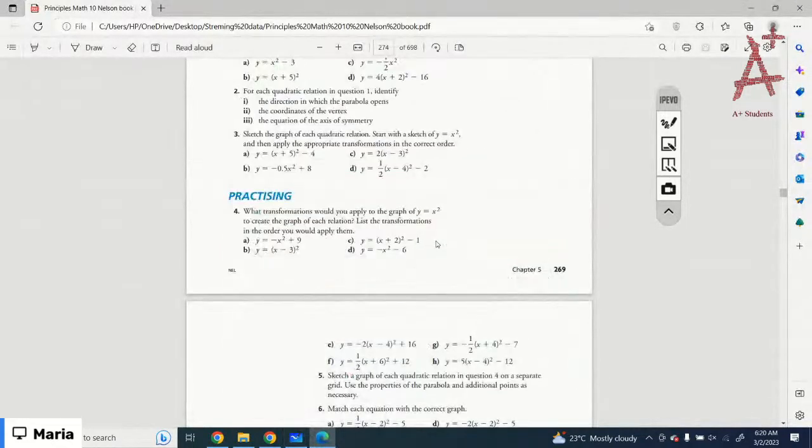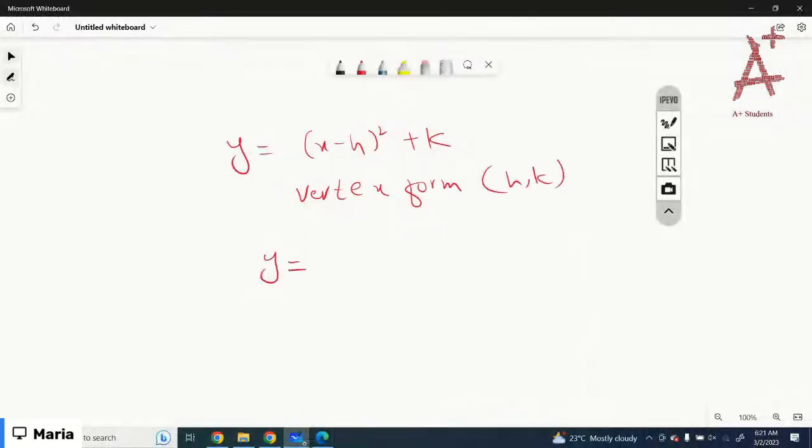Okay, here are the practice questions. What transformations would you apply to the graph y equals x square to create the graph of each relation? List the transformations in the order you would apply them. So basically you have to look at what transformations are applied on these questions. Let's start with the first one: y equals negative x square plus 9. Basically you need to learn what transformations are applied on these equations.